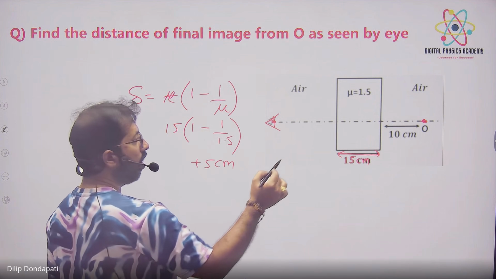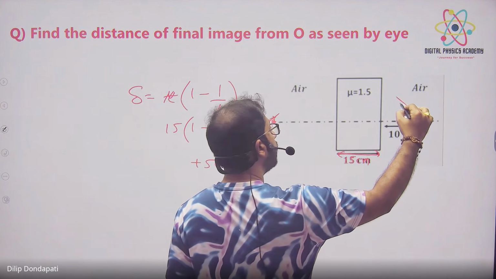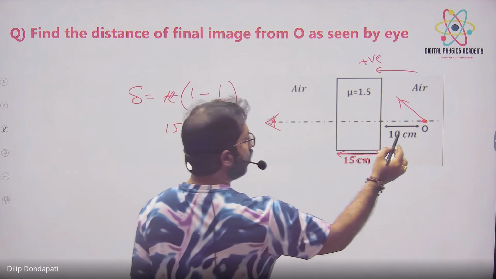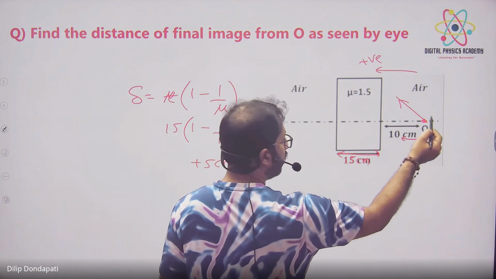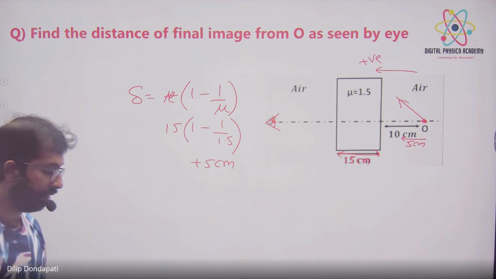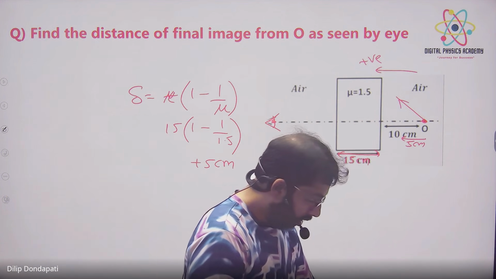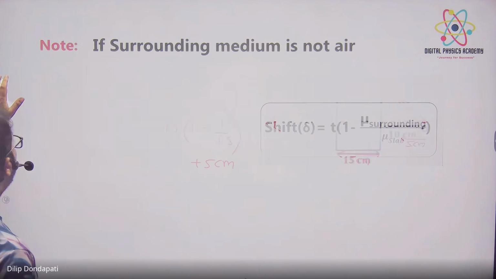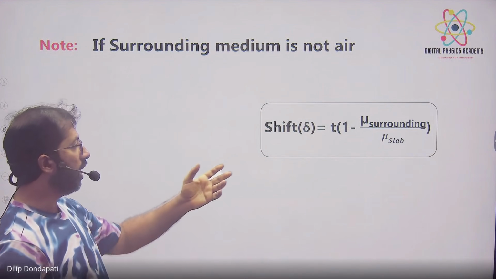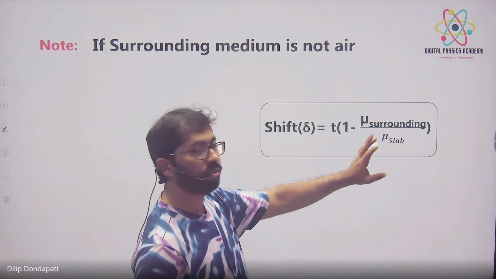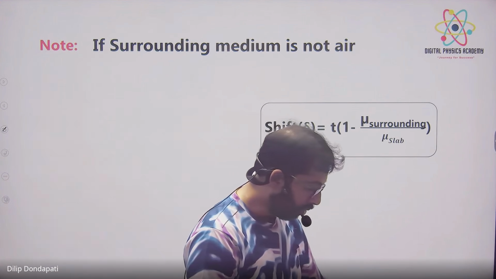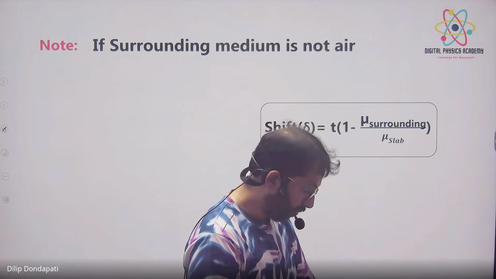Now check the incident ray. The object is here and the incident ray comes like this, so take this direction as positive. Since you got plus 5 centimeters, the shift is in the direction of the incident ray. So the answer is 5 centimeters. Understood? Now, if the surrounding medium is not air, then instead of 1 we use mu of surrounding by mu of slab. The shift formula is T into 1 minus mu of surroundings by mu of slab.